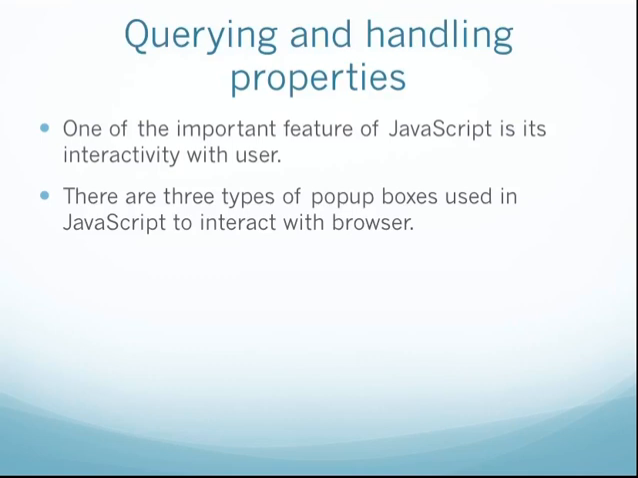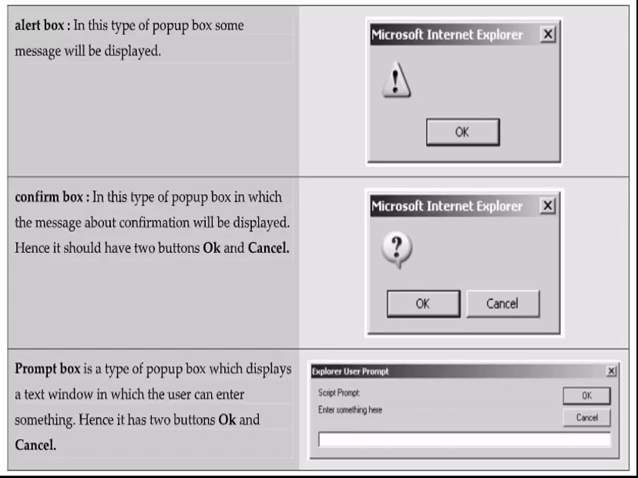There are three types of pop-up boxes. First one is the alert box, second one is the prompt box, and third one is the confirm box. First we'll start with the alert box. For example, if you want to display a certain message on the browser, you will use the alert box. Next is the confirm box.